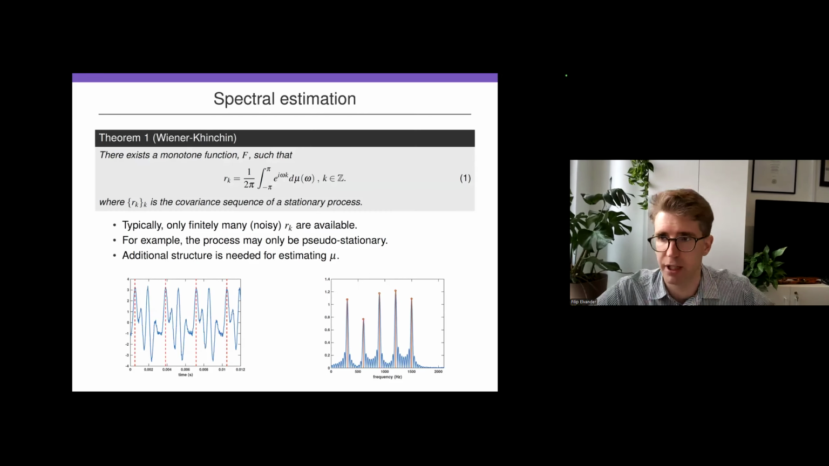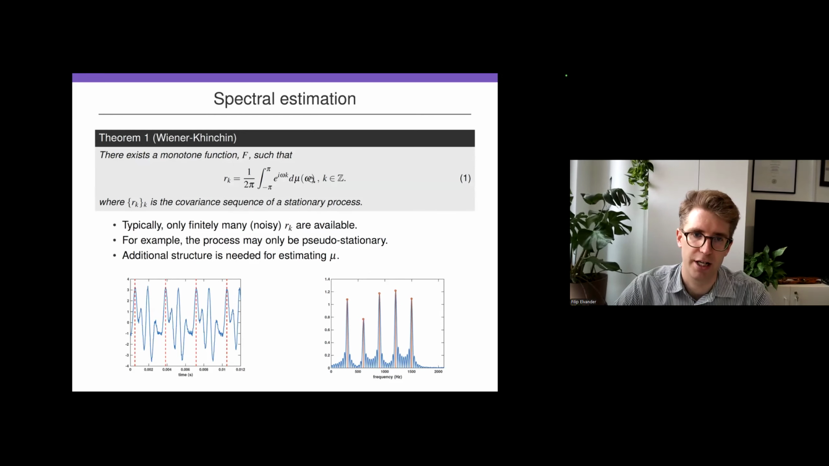So yeah, just maybe the most familiar setting when it comes to these things. We have the Wiener-Khinchin theorem. If we would have a relation like this, where R_k would be the covariance sequence of a wide-sense stationary process, something that we measure in time, then those covariance measurements correspond to Fourier coefficients of this underlying spectrum. So mu here is called the power spectrum of this signal.